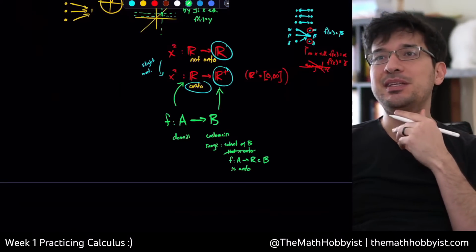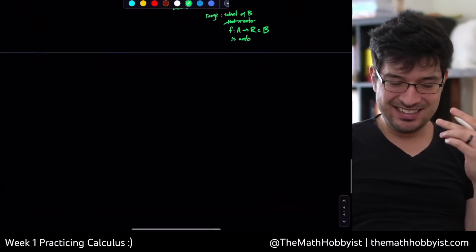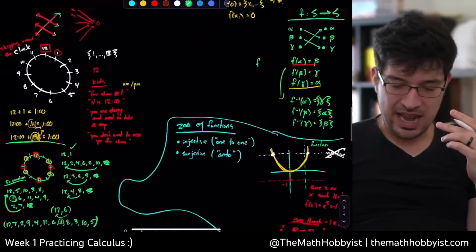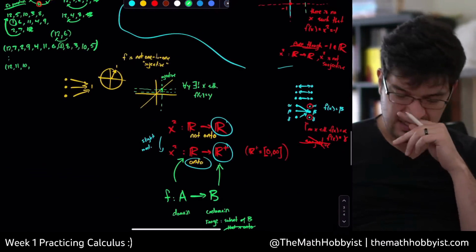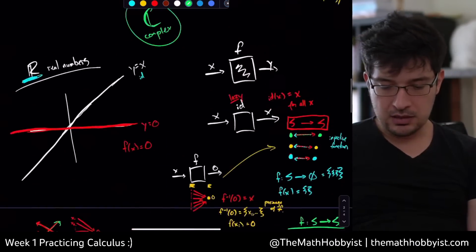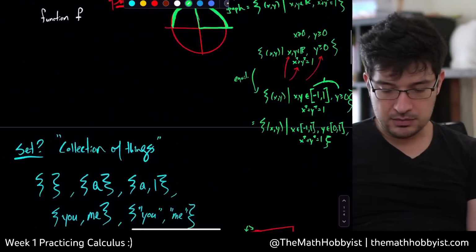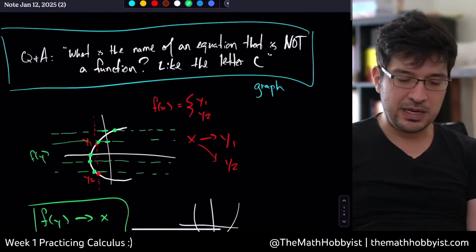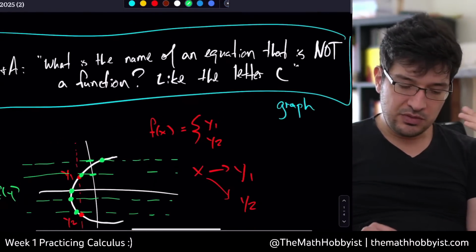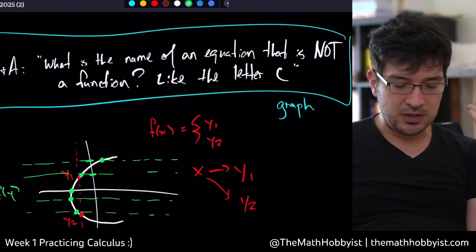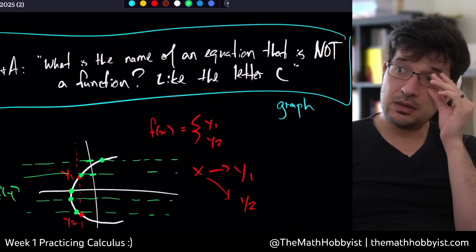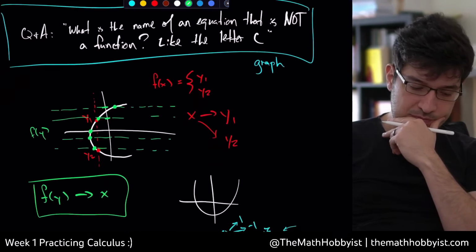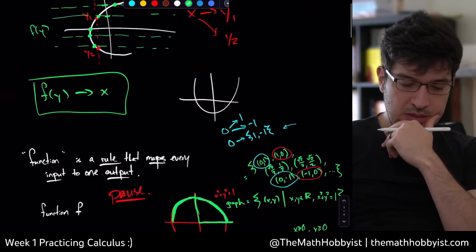All right, I promise that this is a calculus stream, a calculus lecture. But I am defining a lot of things in terms of topology or abstract functions. And that's partly motivated because we had a great question from somebody. What is the name of an equation that is not a function, like the letter C? It is a graph or an equation or a set of solutions to an equation.